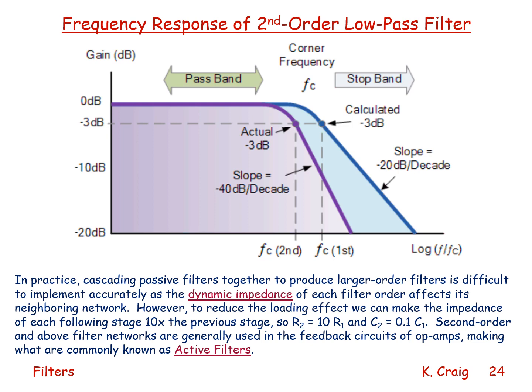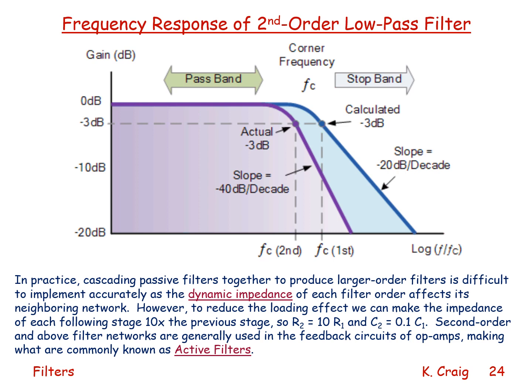In practice, we've already seen that cascading passive filters together to produce larger order filters is difficult to implement accurately, as the dynamic impedance of each filter order affects its neighboring network. What we're saying there is that the downstream RC circuit loads the upstream RC circuit. We can reduce that, we've seen, by adding a unity gain buffer op amp.